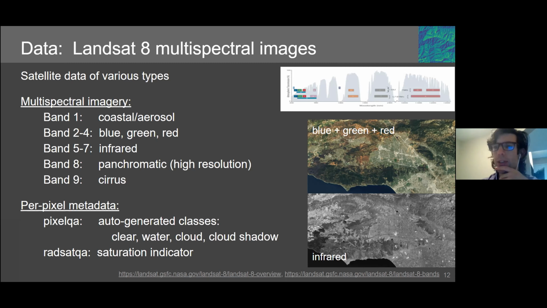Any idea what the scale is on those images? Yeah, so each image was 6 kilometers by 6 kilometers. And each pixel was 30 by 30 meters? It's 30 by 30 meters. I used to work with this data. Yeah, it's 30 by 30. Cool. And then this one layer, the panchromatic layer, that's higher resolution. It's 15 by 15 meters.